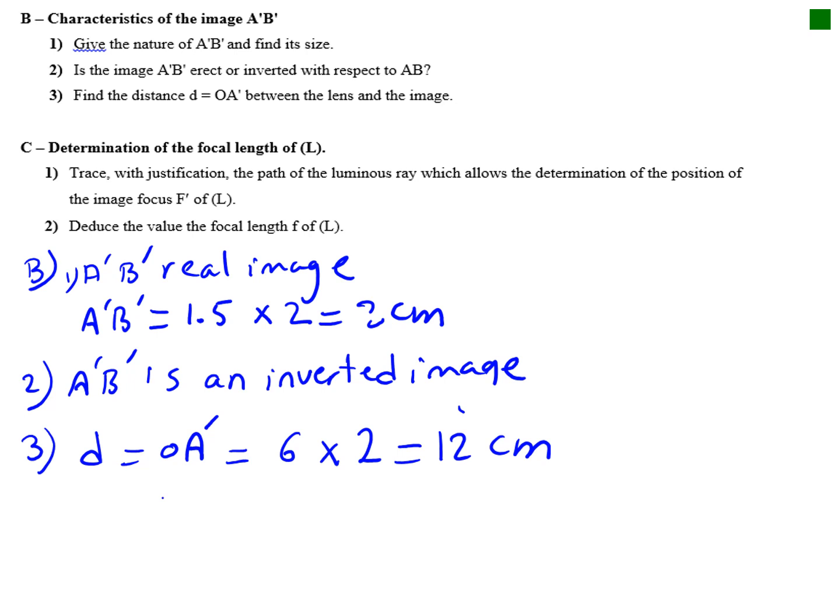Number 2. Is the image A'B' erect or inverted with respect to AB? A'B' is an inverted image. 3. Find the distance D, which is OA' between lens and image, which is 6 multiplied by scale, equal to 12 centimeter.